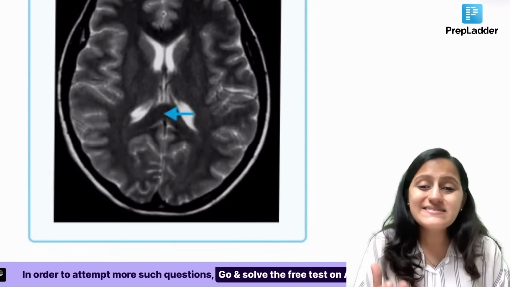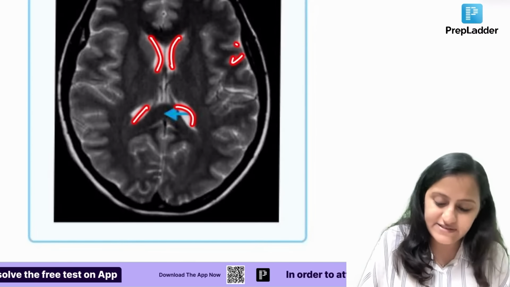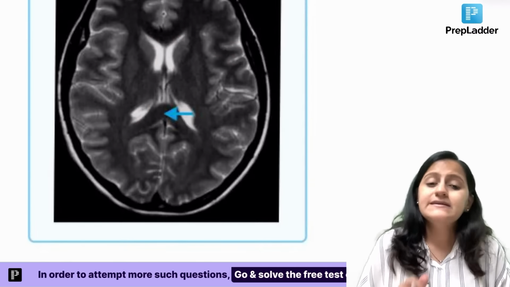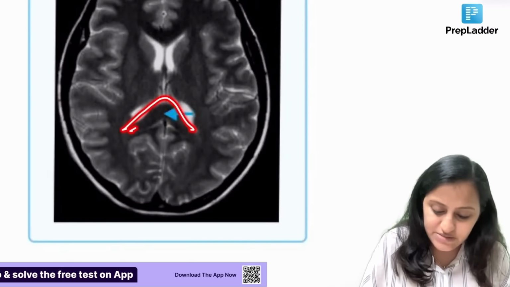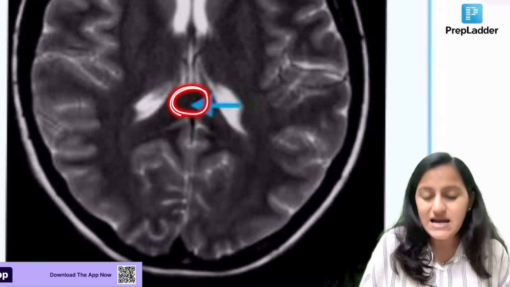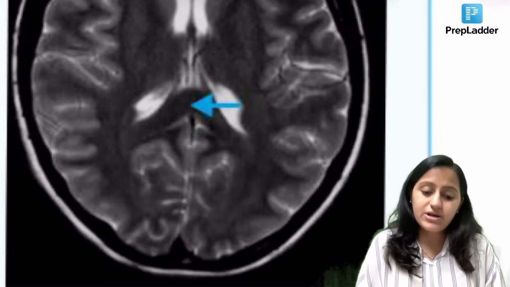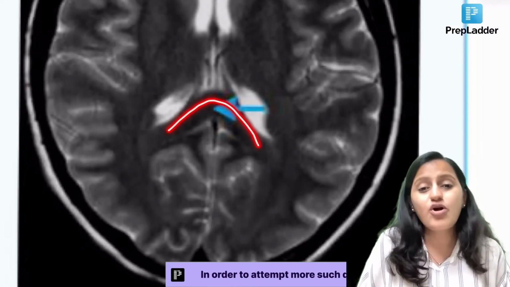See, why is this not third ventricle? Because these are the ventricles containing the CSF. The CSF is appearing white in this MRI. Third ventricle contains CSF, so that also should appear white. But the area which is marked here is appearing dark. So this is not third ventricle. This is something that you can see is going across the midline.